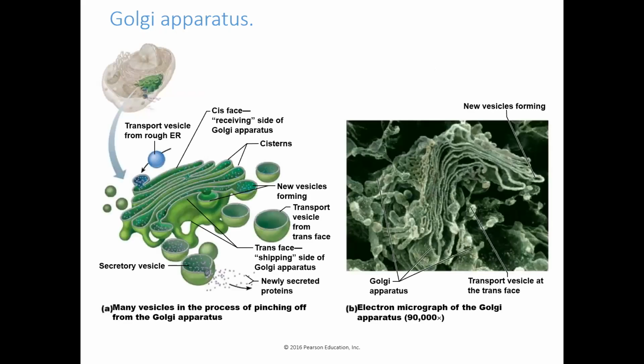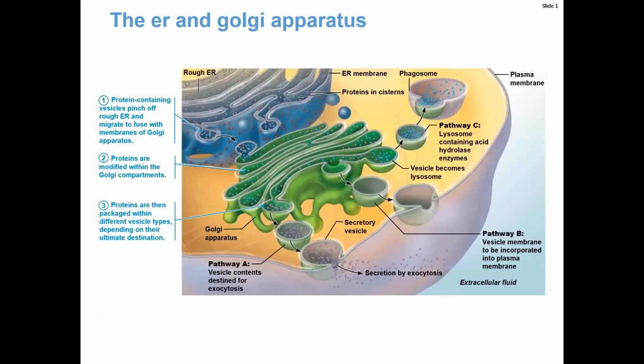It looks something like this. That's what it looks like for real on the right-hand side. After we've got our vesicle coming from the endoplasmic reticulum filled with proteins, the Golgi is going to sort them out and release these vesicles that contain nothing but the same protein. And so we're going straight from the rough ER to the vesicle.